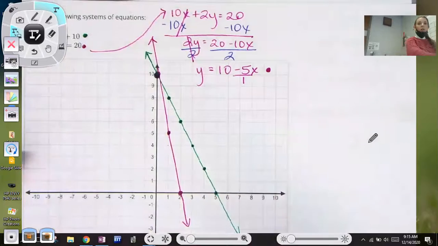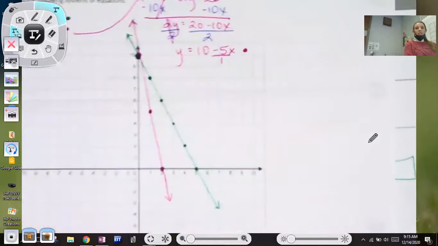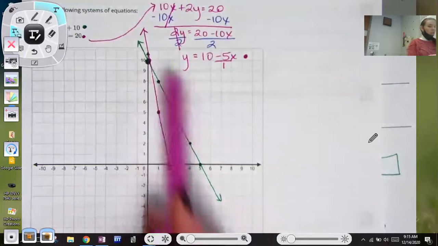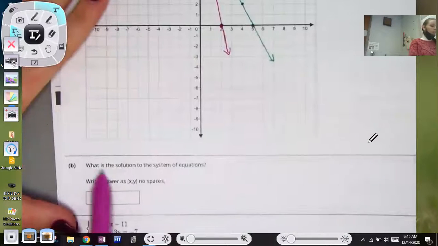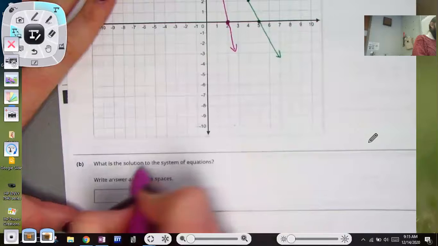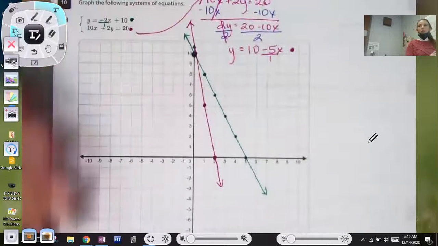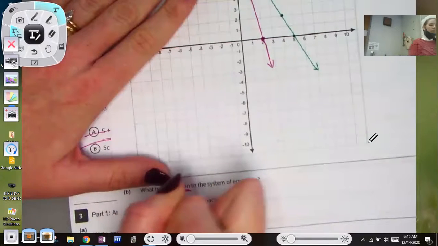All right, so do these two lines intersect? Yes, right up there at the top. So it says, what is the solution? We know the solution to a system is that point where they intersect. So what is the coordinate where they intersect? 0, 10.